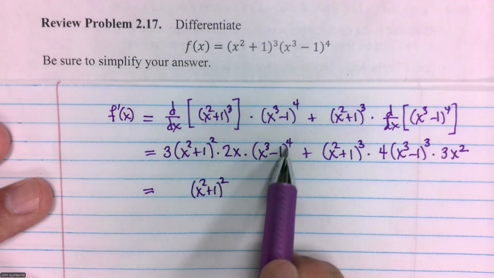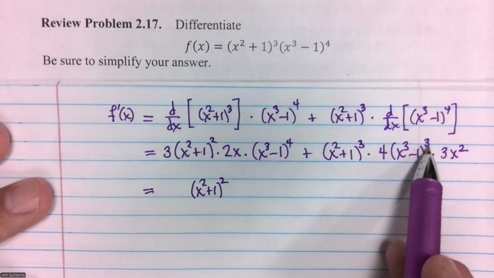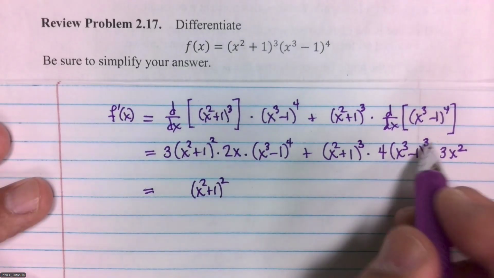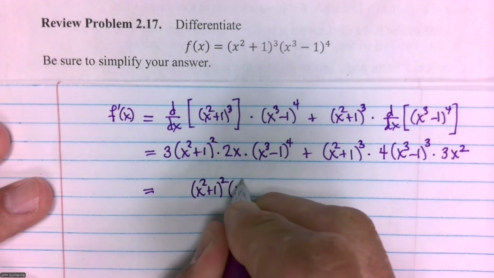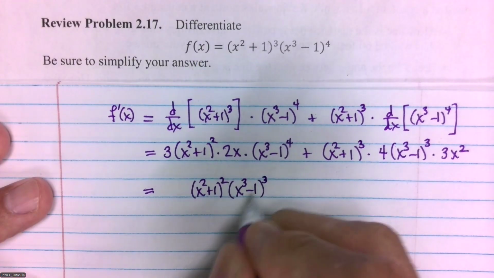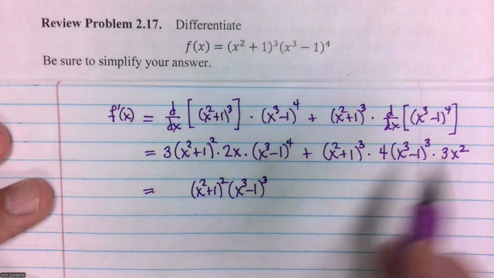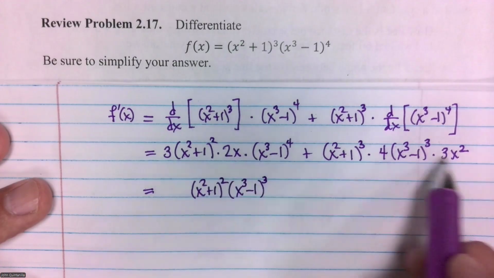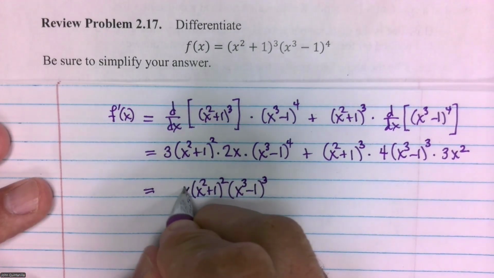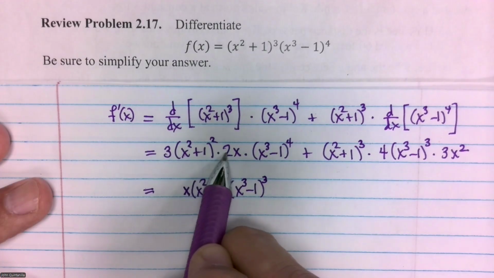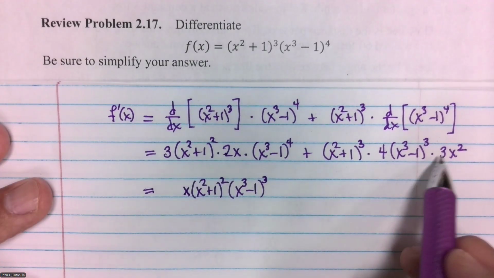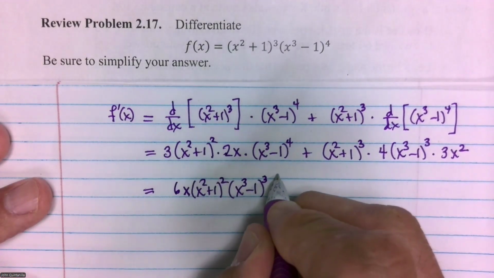There's an x cubed minus 1 to the fourth here. There's an x cubed minus 1 to the third here. The lowest power is cubed, so I can pull out an x cubed minus 1 to the third. And I can do a little bit better, actually. There's an x here, and there's an x squared here, so I can pull out an x. 3 times 2 is 6. 4 times 3 is 12, so I can pull out 6.